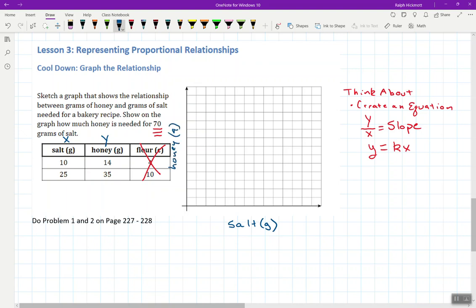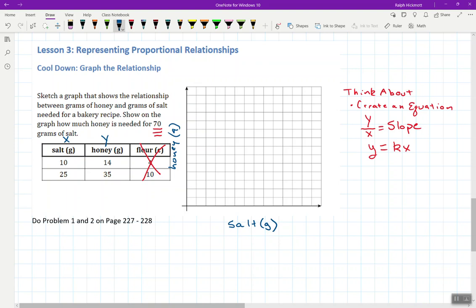So there's quite a few ways you can approach this, but the goal is somehow you've got to show on the graph 70 grams of salt. So in this case, you need to have a scale that will properly show it, okay? And you need to fill up that graph appropriately.